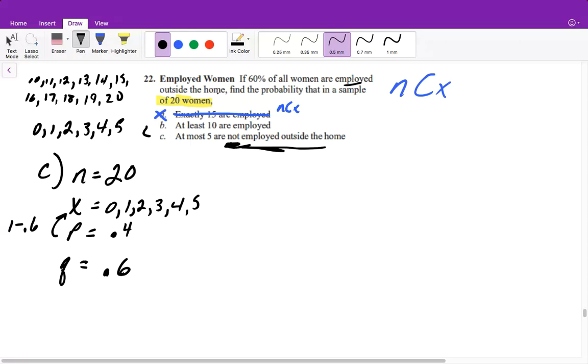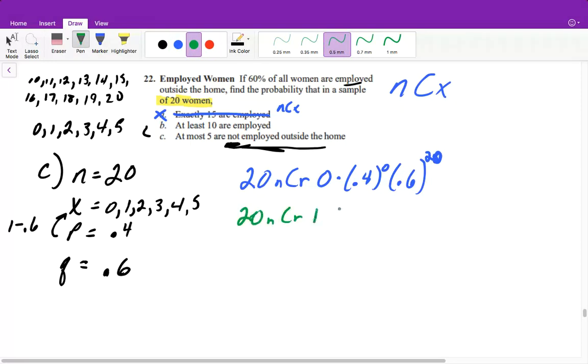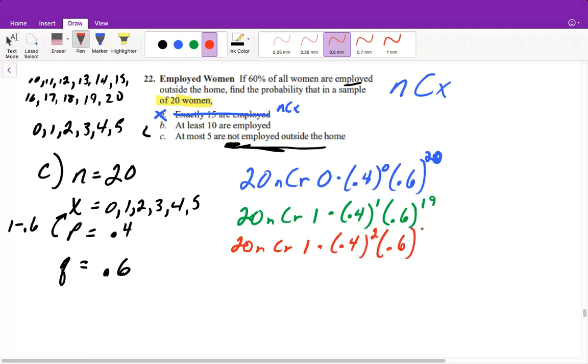All right, and the same thing that we did for the last one, I'm not going to go ahead and plug all these in the calculator, but it'll be 20 NCR 0 times 0.4 to the 0 power times 0.6 to the 20 power, because there's 20. And then we will go 20 NCR 1 times 0.4 to the 1 times 0.6 to the 19. Then it could be 20 NCR 2 times 0.4 to the 2 times 0.6 to the 18.